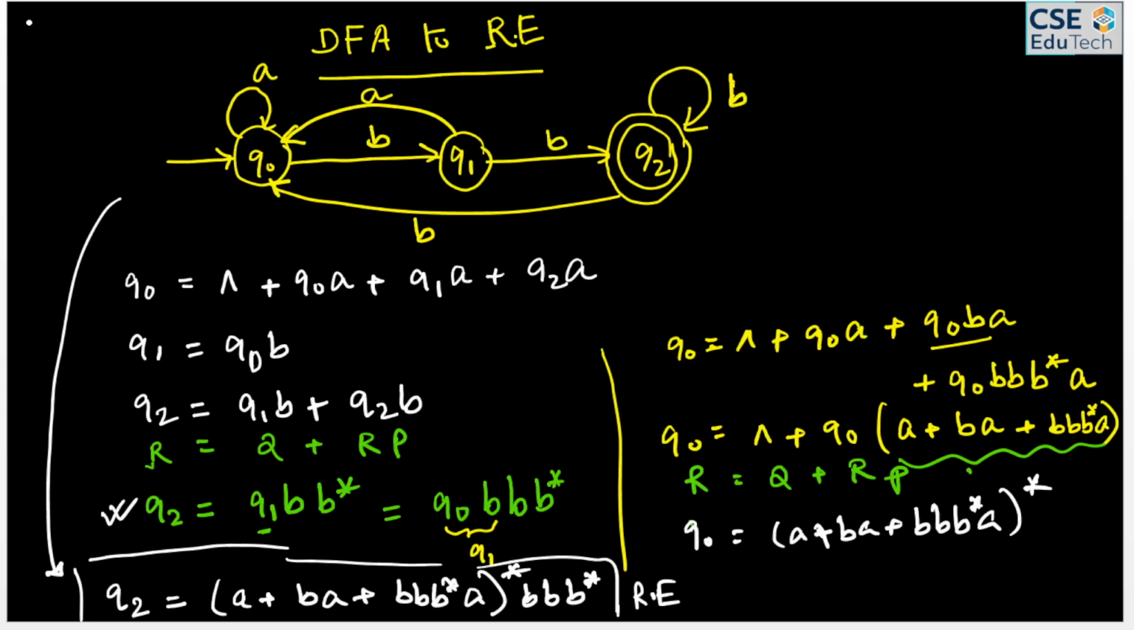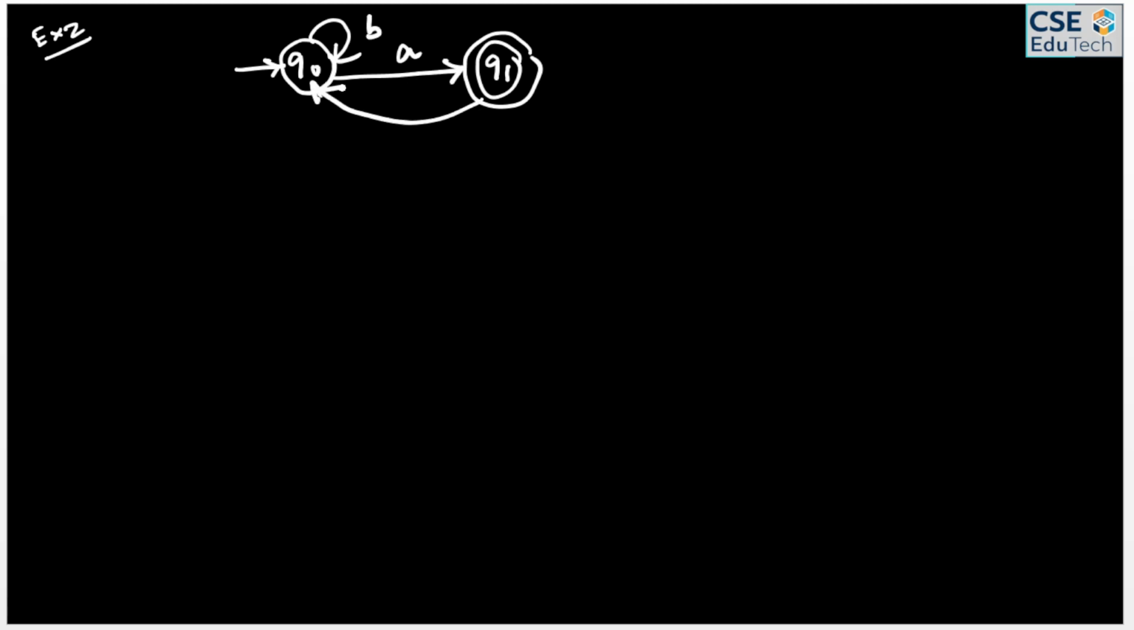Now we will give another example. What we just did was example 1, now we will do example 2. Suppose we are given a DFA with states Q naught and Q1, with transitions B on Q naught, A, A, and B as shown. So there are two states.